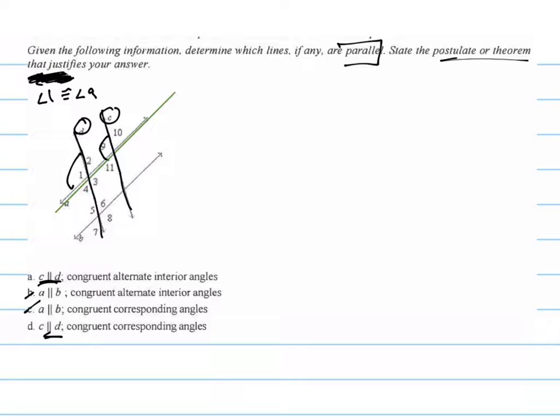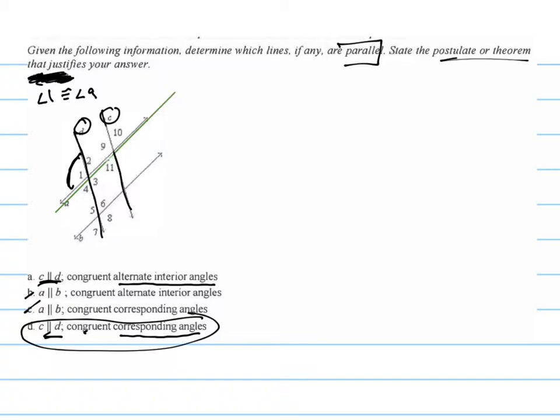Now, what reasoning would we give? Are they congruent alternate interior angles, or are they congruent corresponding angles? Which one are they? Well, 1 and 9 would be considered corresponding angles. Those would be corresponding angles.